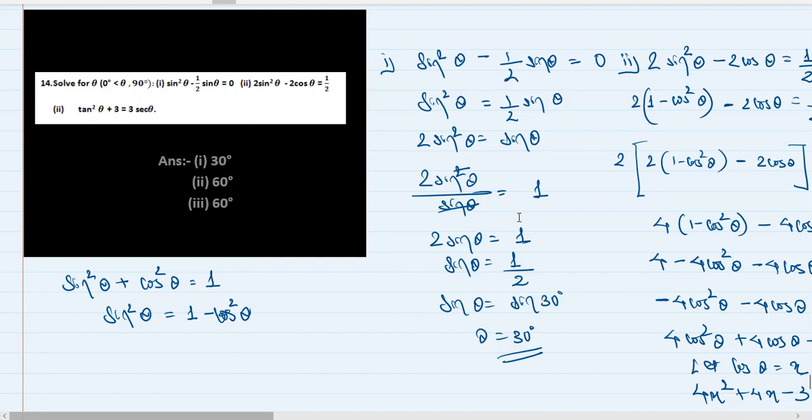Chapter number 23. So there are two more chapters to go in the trigonometric unit. They are not very lengthy, not very long. So we are going to finish them very soon.